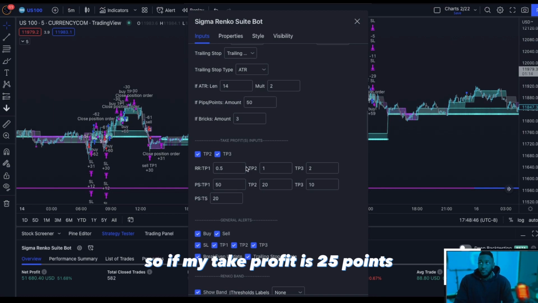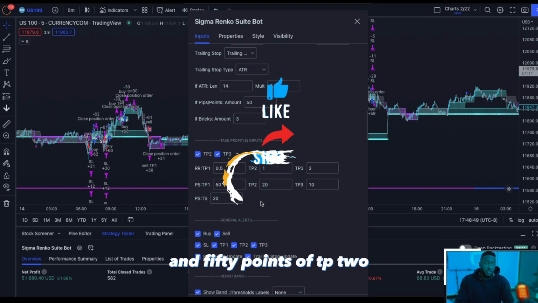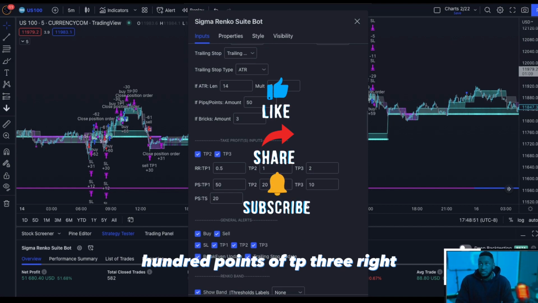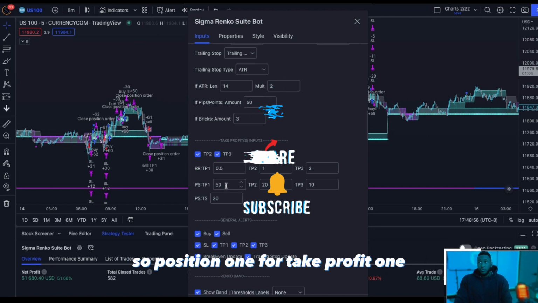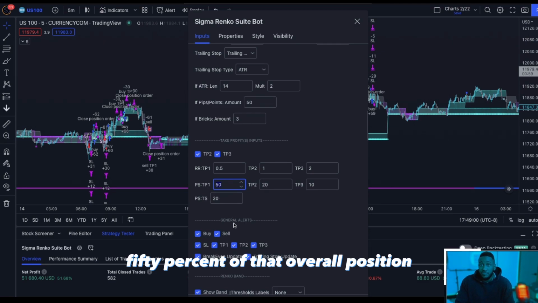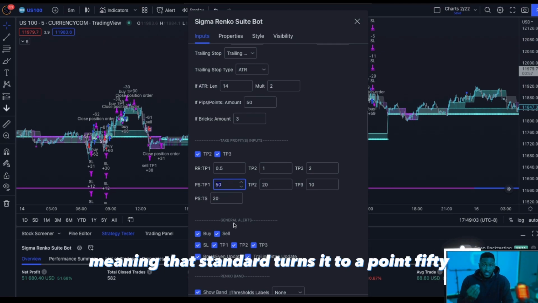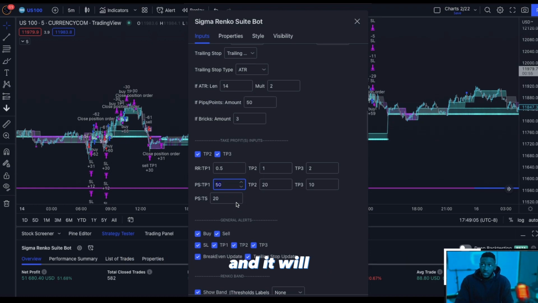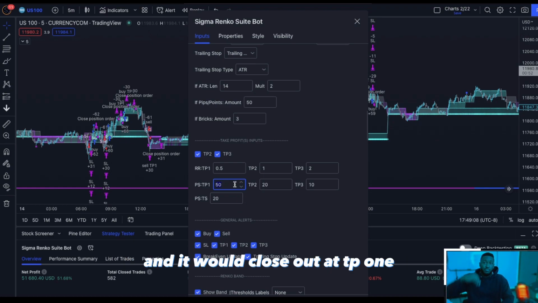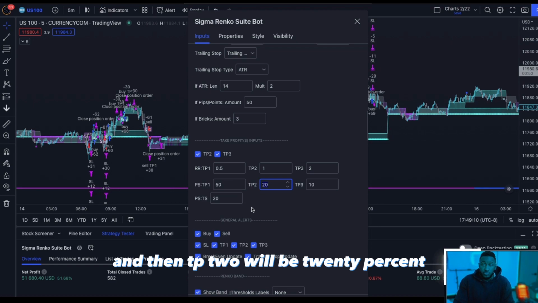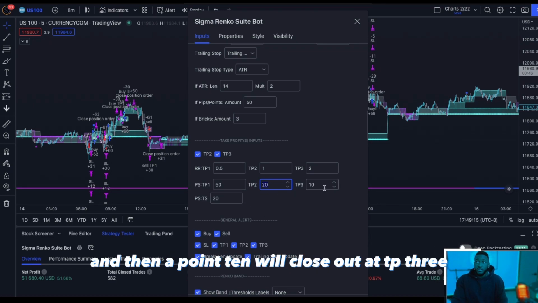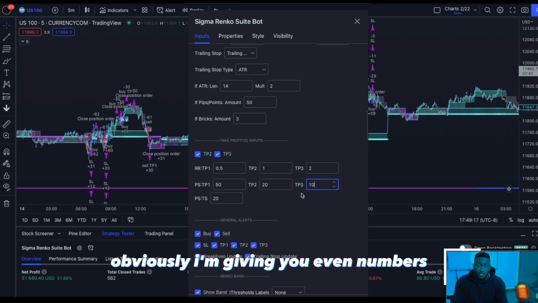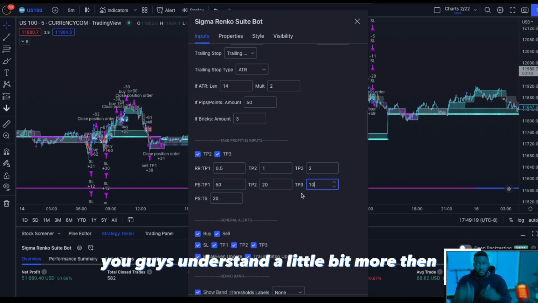So if my take profit is 25 points and 50 points is TP2, 100 points is TP3, right? And I am risking a standard lot size, right? So position 1 for take profit 1, 50% of that overall position, meaning that standard turns into a 0.50, and it will close out at TP1, and then TP2 will be 20%, so that would be like, well, 0.20, right? That will close out at TP2, and then a 0.10 will close out at TP3. Obviously, I'm giving you even numbers so you guys understand it a little bit more.